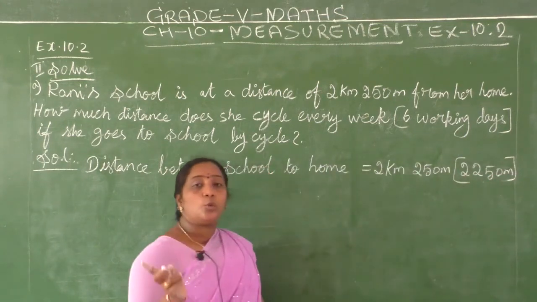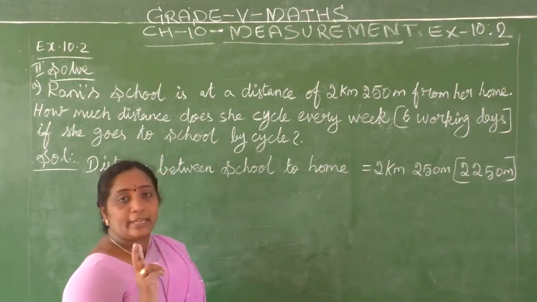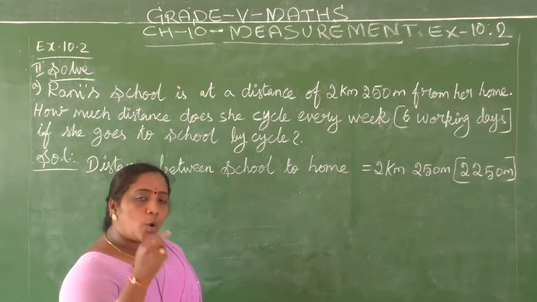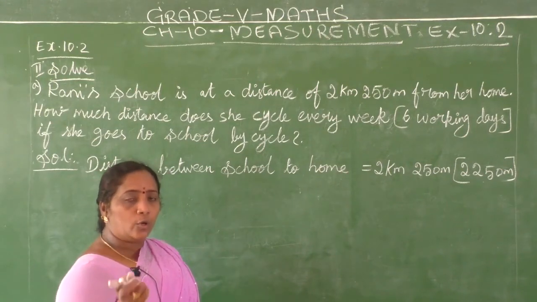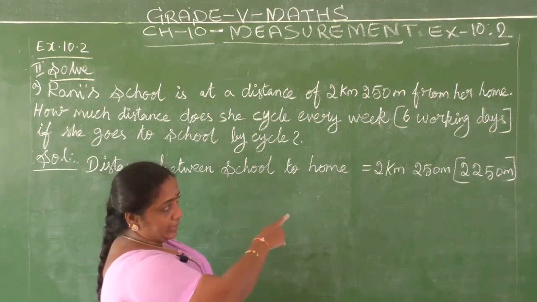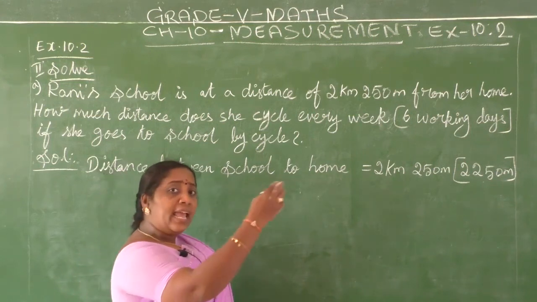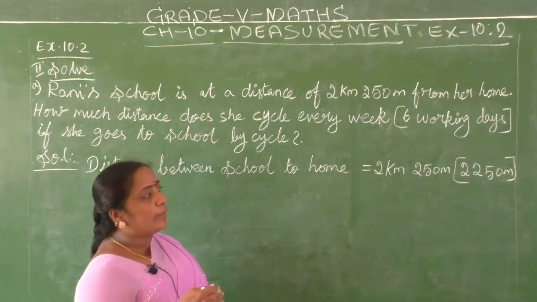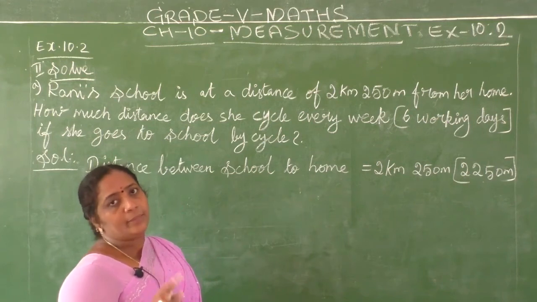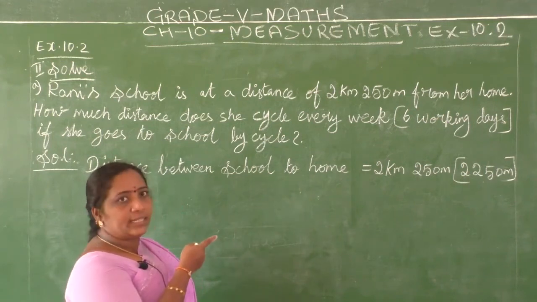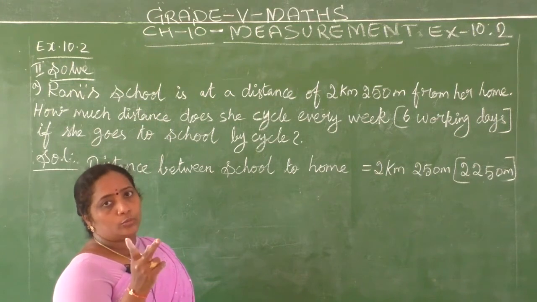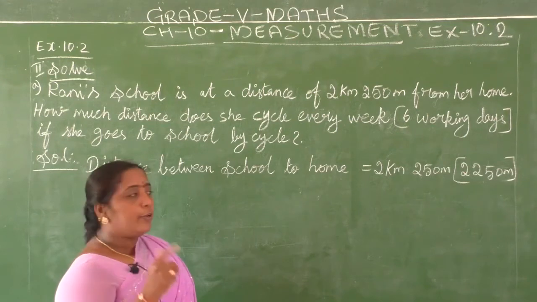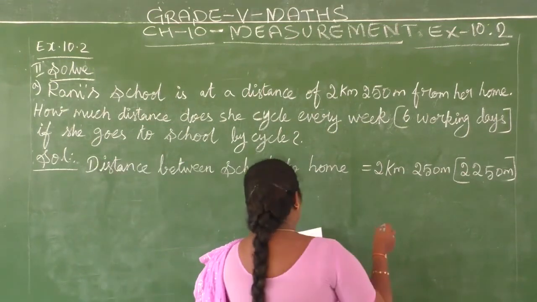So the distance between school and home is 2250 meter, which means one day she travels 2 times. Morning she goes from home to school one time, that same distance 2 kilometer 250 meter. Again in the evening she is cycling from school to home 2 kilometer 250 meter. So we have to multiply that distance by 2, because every day she goes 2 times.